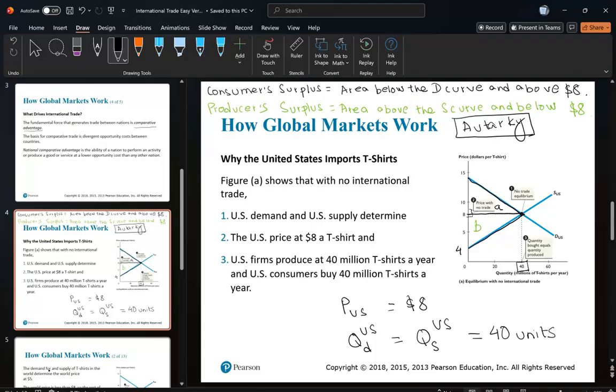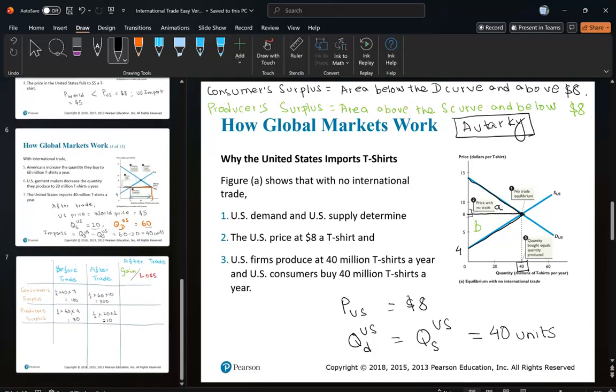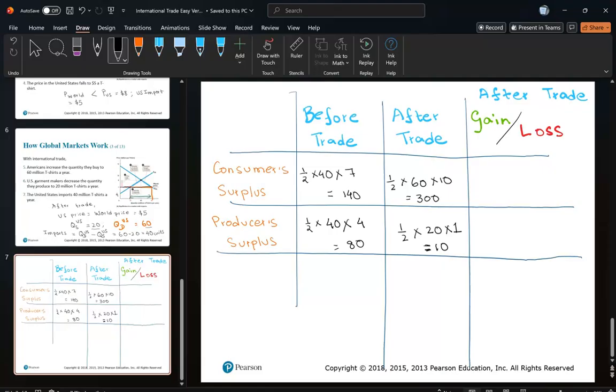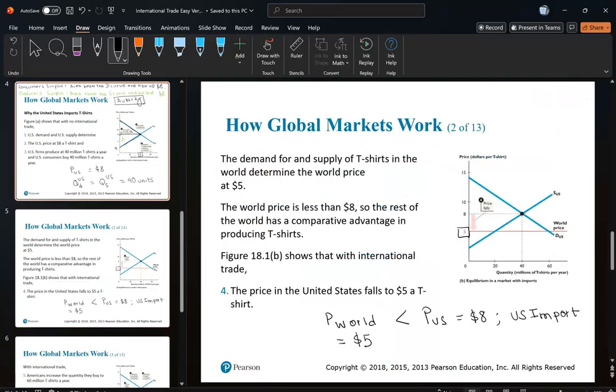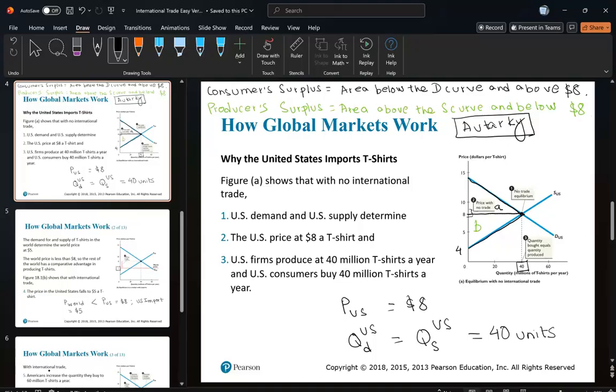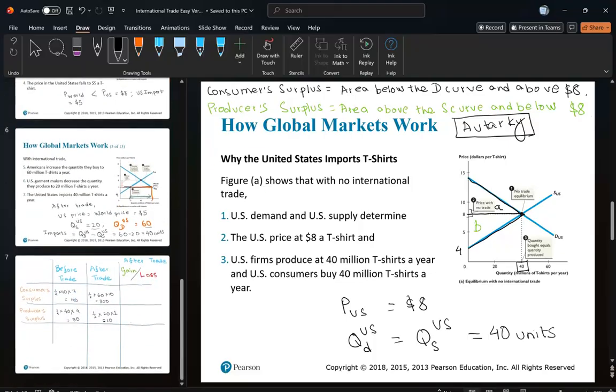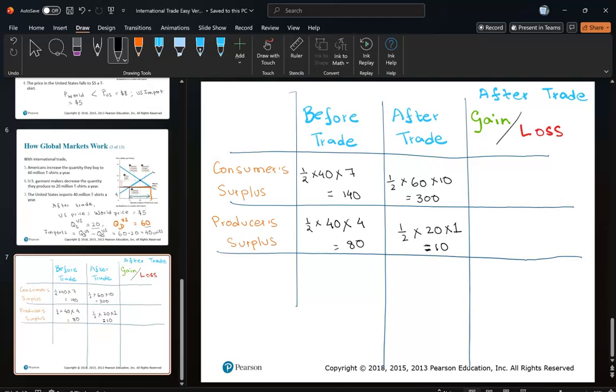So it will be half times the base, that is 40, times height, that's 15 minus 8, that's 7. So here I made this calculation. This one is our consumer surplus before trade. Now let's look at the producer surplus before trade. That's this part B, which is half times 40 times 8 minus 4, that's 4. So we have this as 80 units.